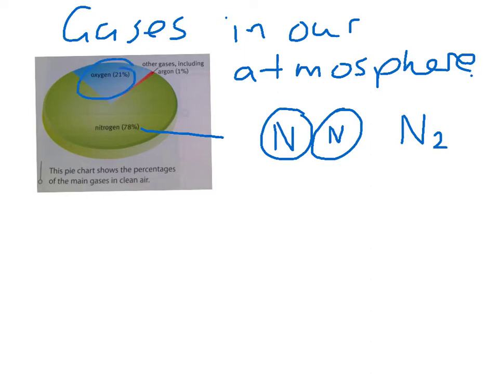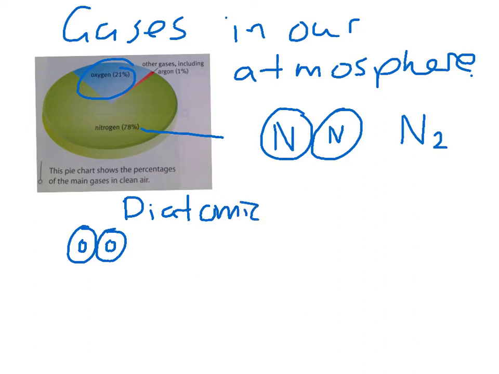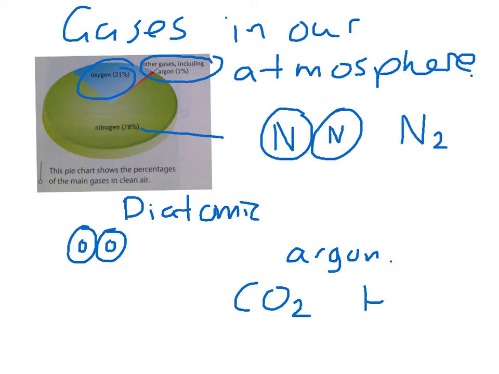The other one we've got here is oxygen, and that's two oxygen atoms sitting together. So as I was saying, that's diatomic. Okay, the third is 1% of the atmosphere. That is made up of argon, and we have smaller quantities of other gases like CO2, carbon dioxide, water, H2O, and a few other gases we'll cover in a few seconds' time.